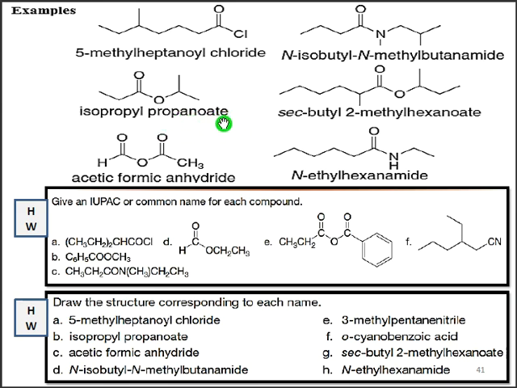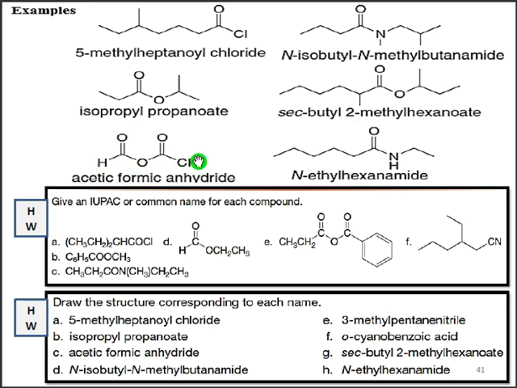And here we have an ester compound, it will be -ate, propanoate. We have this isopropyl and propanoate, 1, 2, 3 carbons, propan. It is derived from propanoic acid. It will be isopropyl propanoate. And we also have here an ester compound, secondary butyl 2-methyl hexanoate.